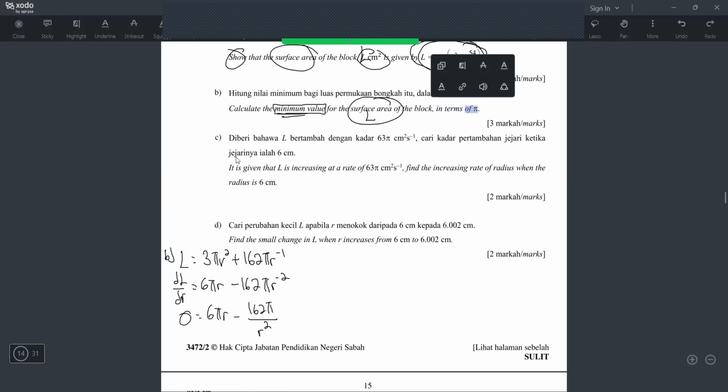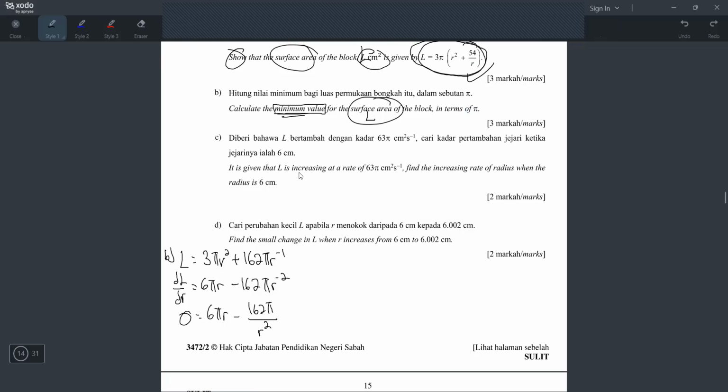Okay, now we do C. C says what? It is given that L is increasing at a rate. Okay, you already know which type of question. Rate.